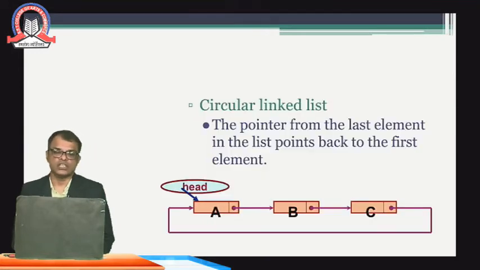Now this is a circular linked list. The pointer from the last element in the list points back to the first element in the list. Here there is no end. The pointer of the last element is pointing to the first element. This is called a circular linked list.